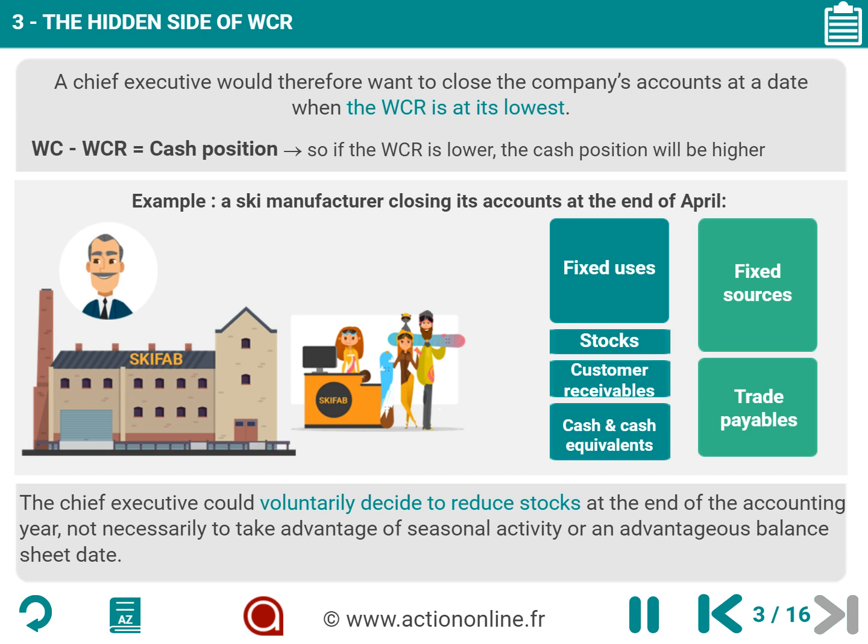We note that the chief executive could voluntarily decide to reduce stocks at the end of the accounting year, not necessarily to take advantage of seasonal activity or an advantageous balance sheet date. This would be classic balance sheet window dressing.